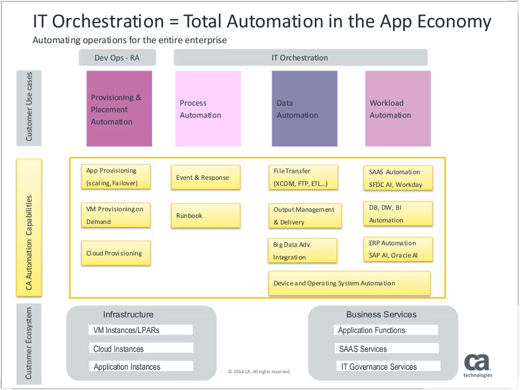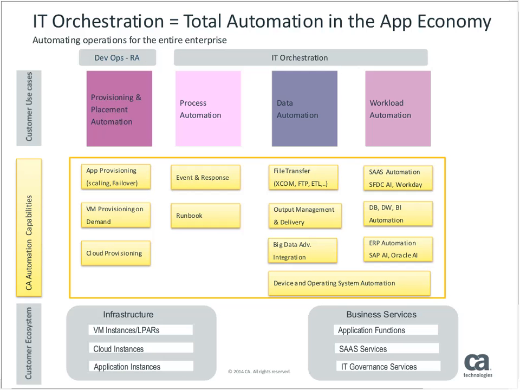Well, process automation, event and response, and runbook. When you look at IT process automation, Ops MVS running on the mainframe, we can now handle these process automation roles. Data automation. How do we handle data automation? Well, we have XCOM, we have FTPs, we have various ETLs, output management and delivery, big data with advanced integrations.